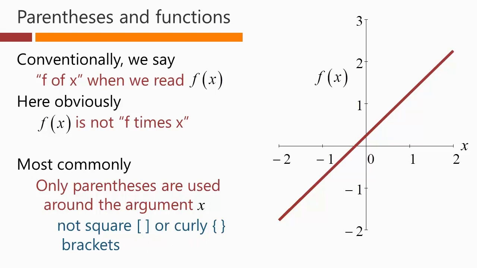It might be rather obvious from context; there would be no point in putting these parentheses around this x if we were merely multiplying f times x. But that's not a terribly reliable notation, though sometimes it makes it more obvious that we're talking about f of x and not f times x. Sometimes we will have more complicated expressions inside the parentheses.